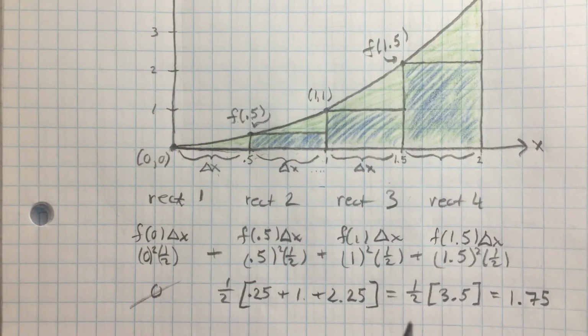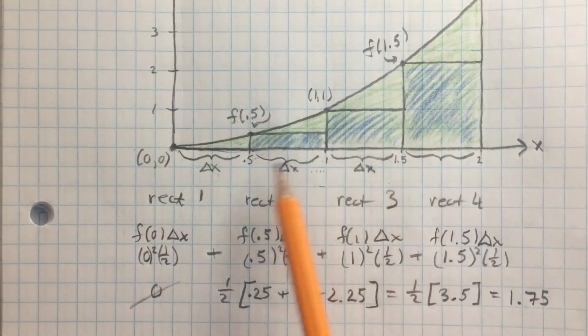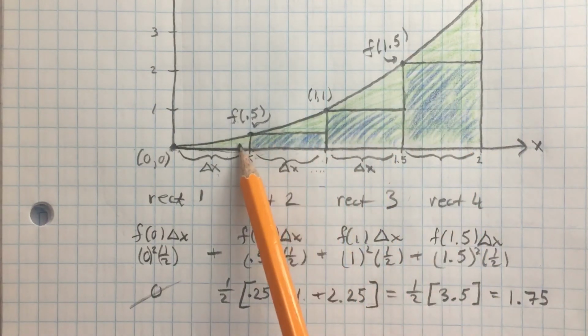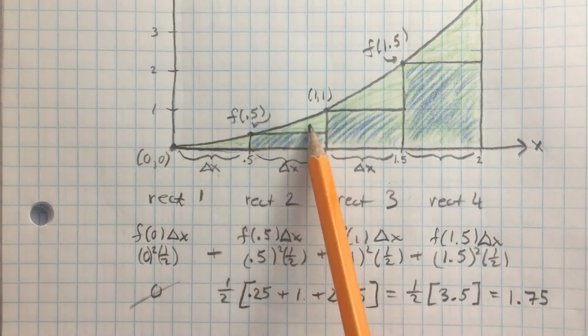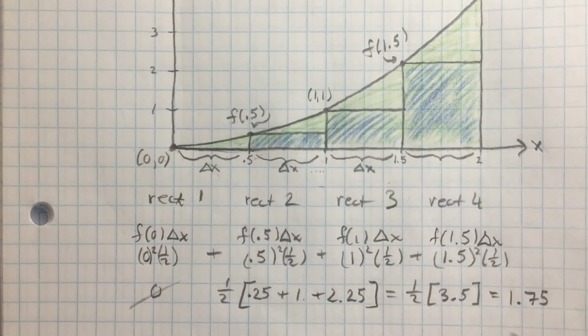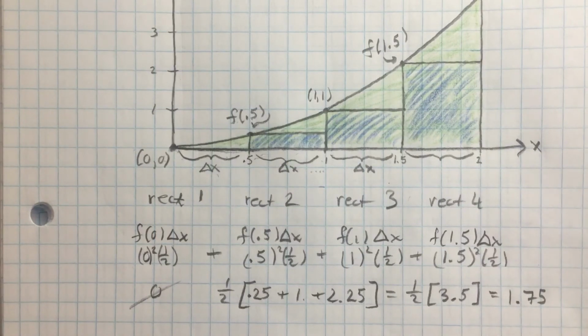Now from the picture here, we can say something a little more tangible, which is that this is certainly an under approximation because all of the areas fell below the actual area here. The blue is always below the green here. So therefore, 1.75 is certainly an under approximation.